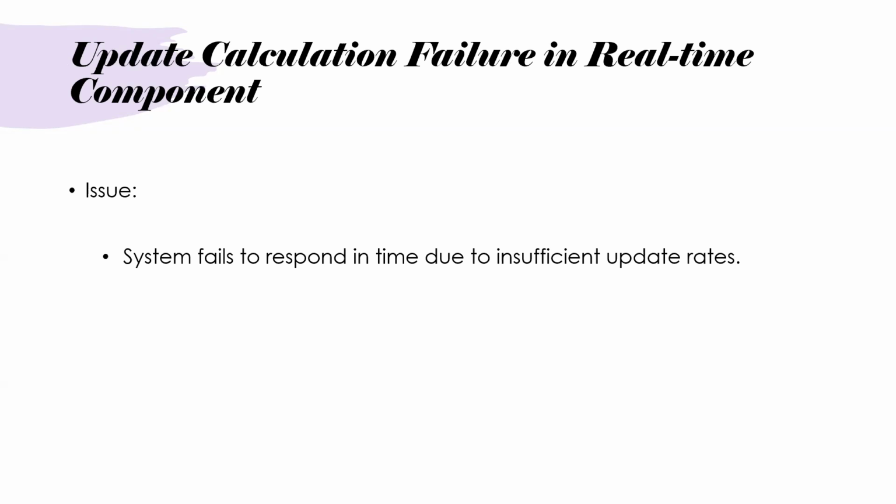Apart from that, the last one is update calculation failure in a real-time component. Let's say that you have a process which has two parts. Part one is A and part two is B. If part B is delayed, then the real-time update could get delayed. This is also a potential performance bottleneck we could identify with the performance test. So those are the potential bottlenecks that we could identify along with the performance test.